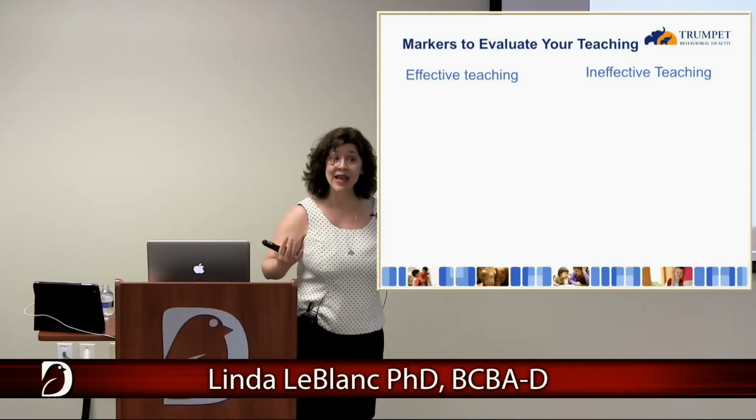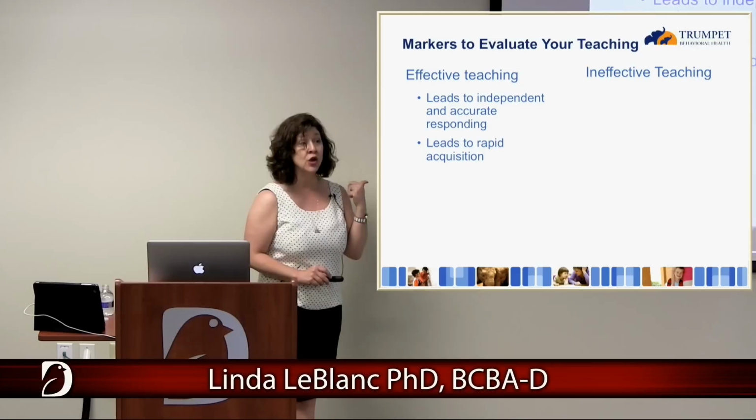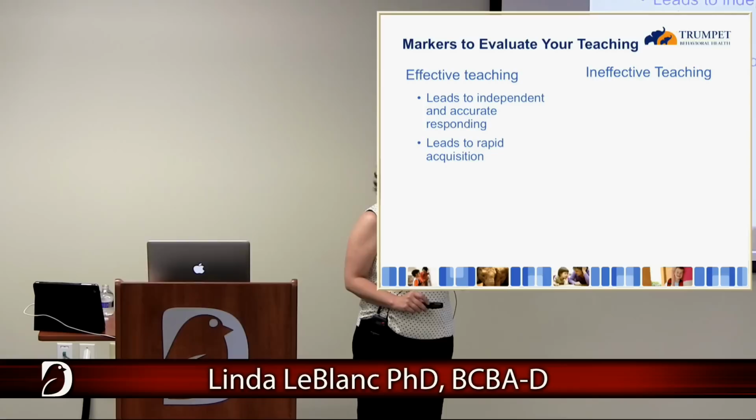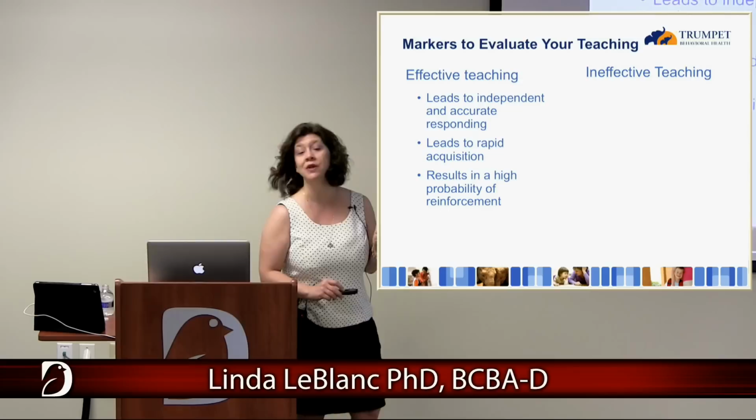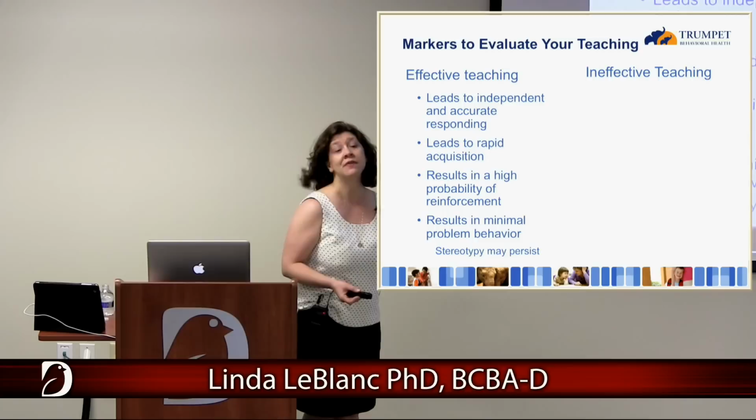So when you think about evaluating your teaching procedures, ego aside, look at the data, and the learner and their repertoires are your data. With effective teaching, if your teaching procedures are optimal, what you should expect to see is independent and accurate responding, rapid rates of acquisition and decreasing trials to criterion across your targets, a high probability of reinforcement, which typically translates into a very happy learner because they are having a very high rate of success. And so there is usually minimal problem behavior, with the exception that sometimes stereotypy persists.